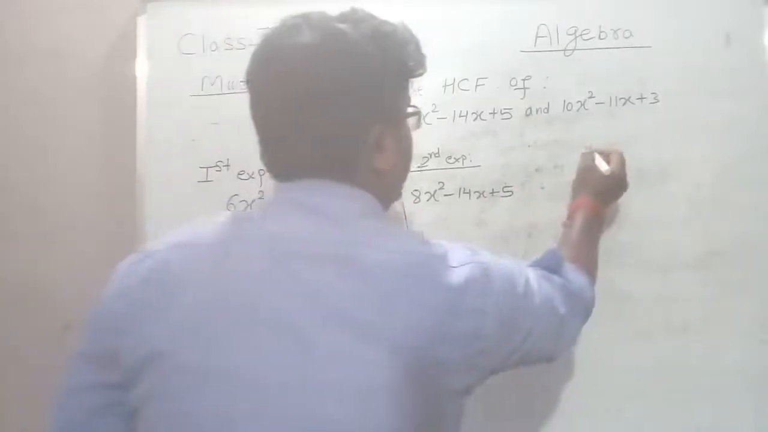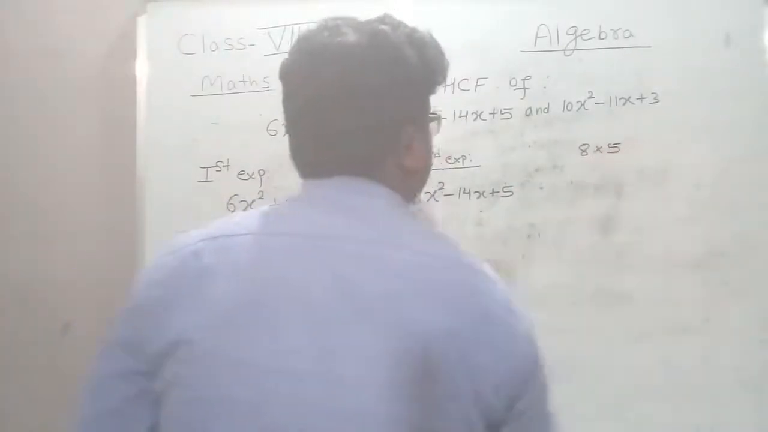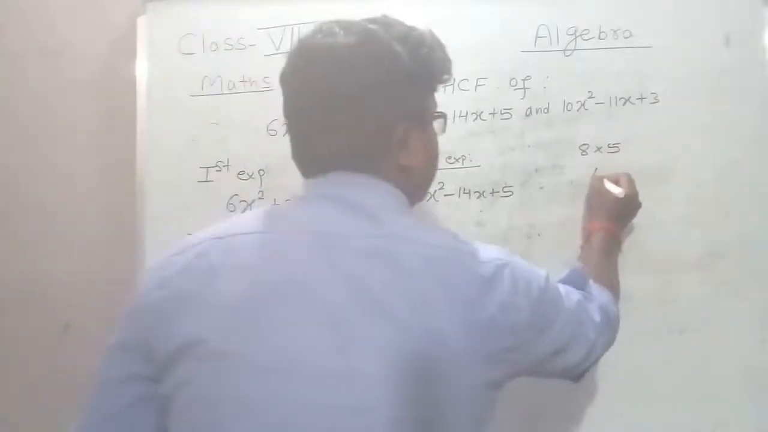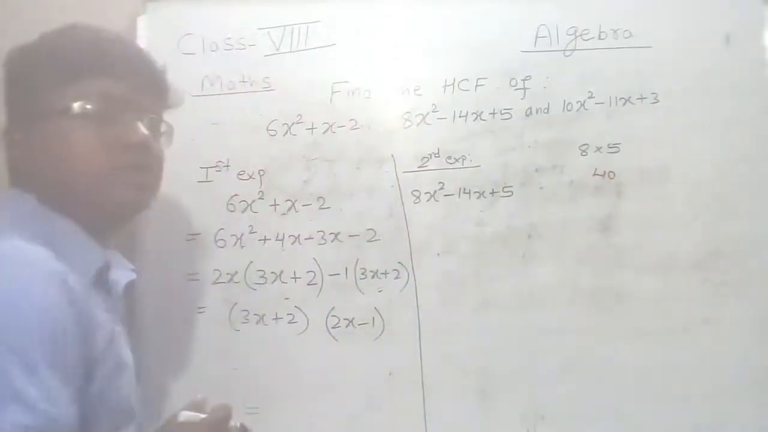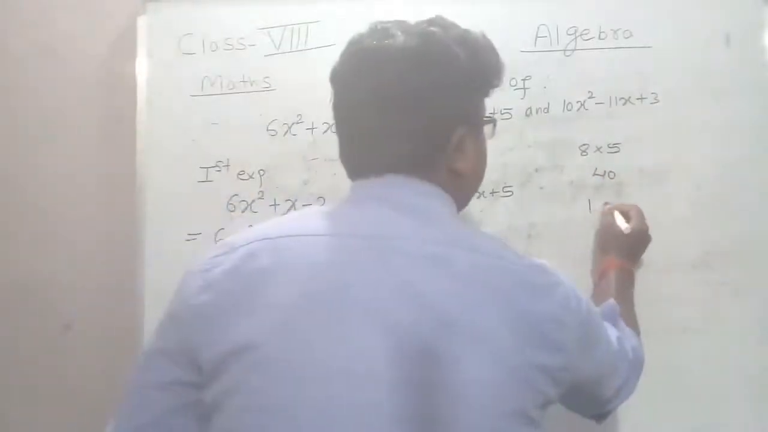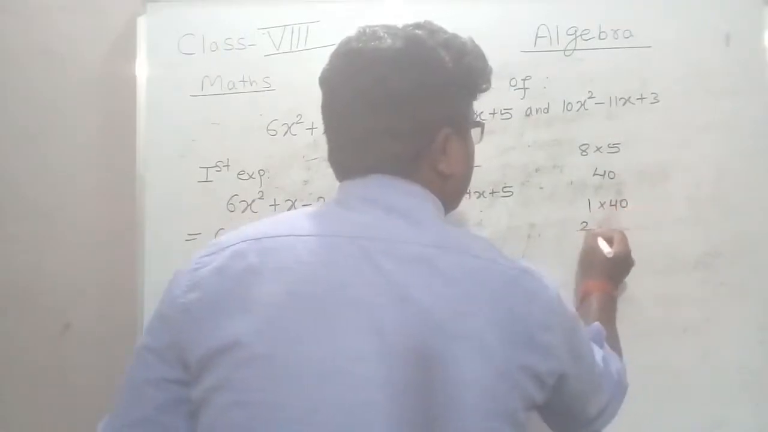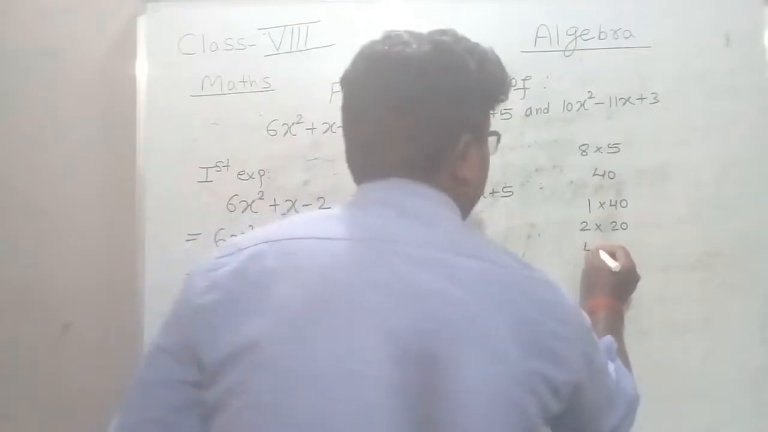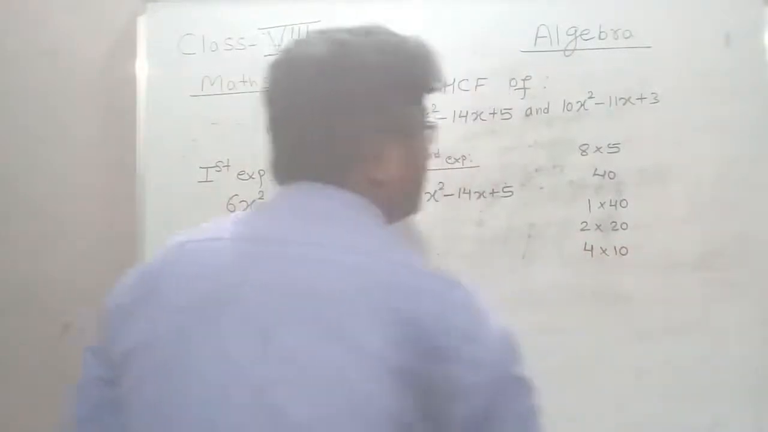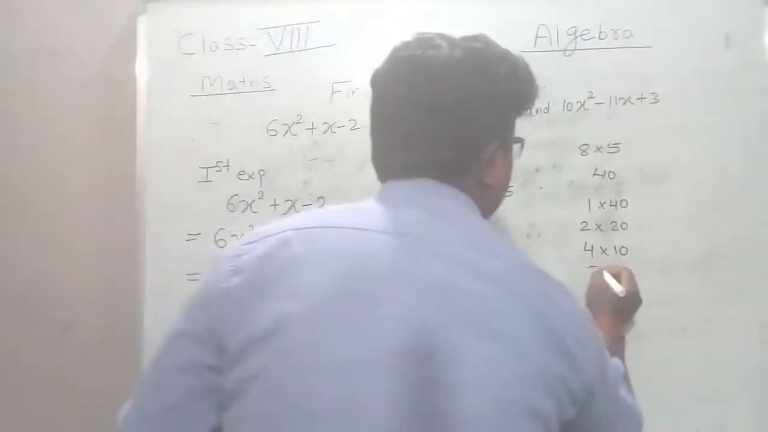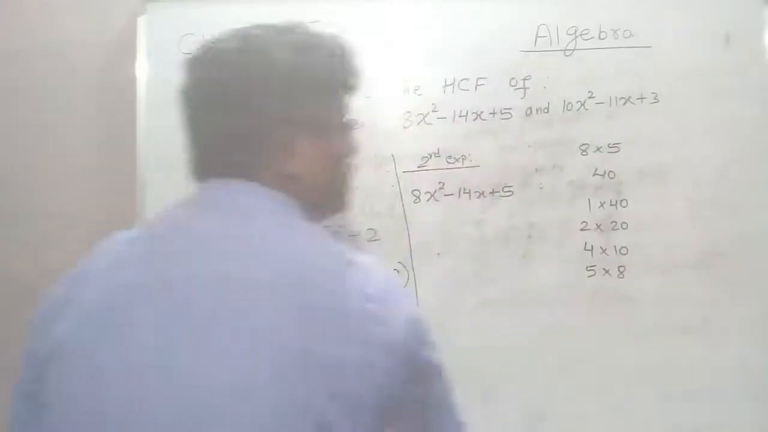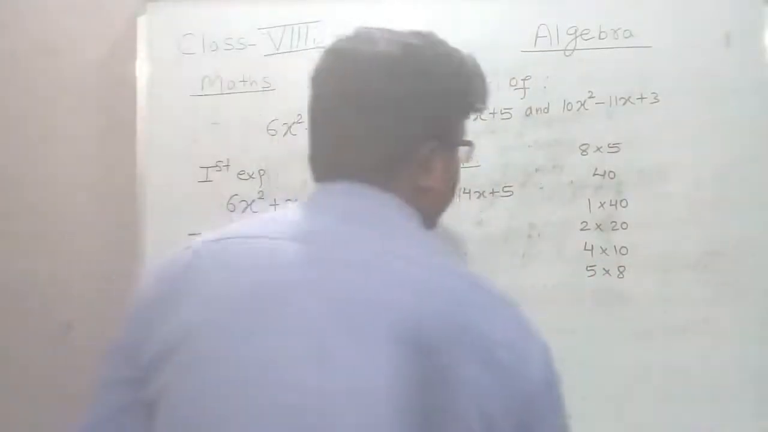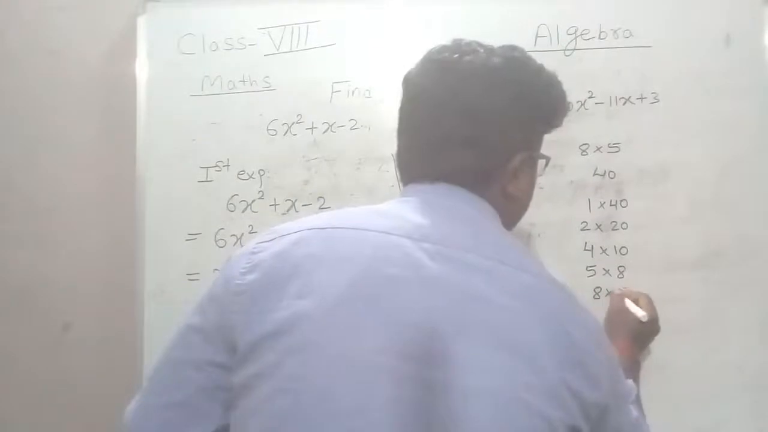So 8 into 5 plus 8 into plus 5 is your 40. Now you have to find the factors of 40. Okay, so 1 into 40, 2 20s are, okay, 3 it will not divide, 4 10s are, 5 8s are, 6 will not divide, 7 will not divide, 8 5s are. Here repetition occurs, so we will stop here.